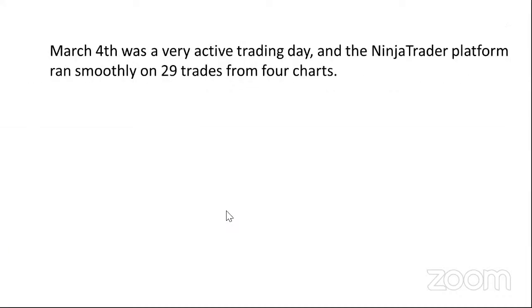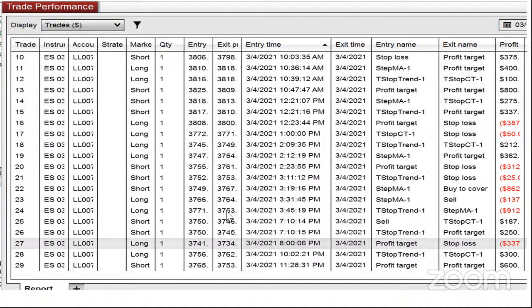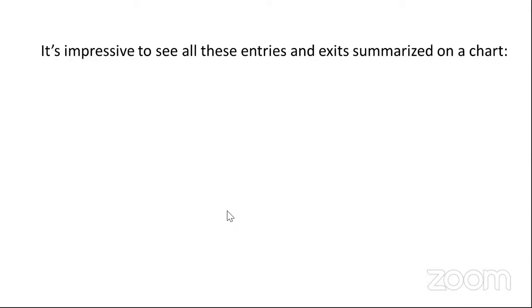So March 4th was a very active trading day. And the NinjaTrader platform ran smoothly on 29 trades that I counted on 4 charts, as we'll see next. So all these trades happened with sometimes simultaneously running long and short. And so the position showed flat if there was one long and one short, or 2 long and 2 short. Yet the strategies per se gave the result exactly as the charts indicated. And it's very impressive to see all these entries and exits summarized on the chart.